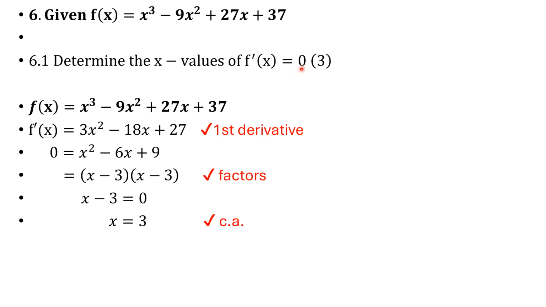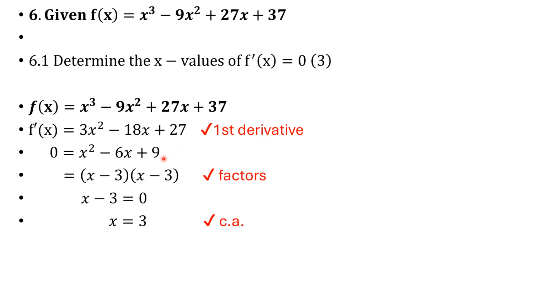The first derivative must be equal to 0. So a first derivative equal to 0, meaning that the y value of the first derivative is 0, so we're finding x-intercepts. Right, so there, common factor, 3 divided by 3 gives 1. Negative 18 divided by 3 gives me negative 6. 27 divided by 3 gives me 9.